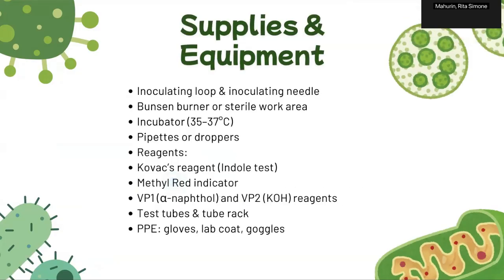The supplies and equipment were the inoculating loop and inoculating needle, the Bunsen burner or sterile work area, and the incubator. The pipettes or droppers, and the reagents we used were the Kovacs reagent for the indole test, the methyl red indicator, the VP1 and VP2 reagents, and then our test tubes and test racks, as well as our PPE, which are our gloves, lab coat, and goggles.